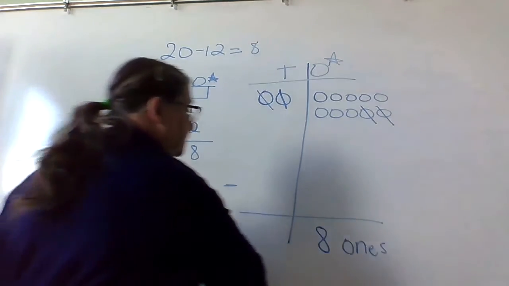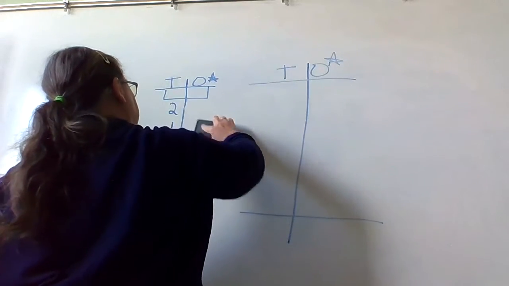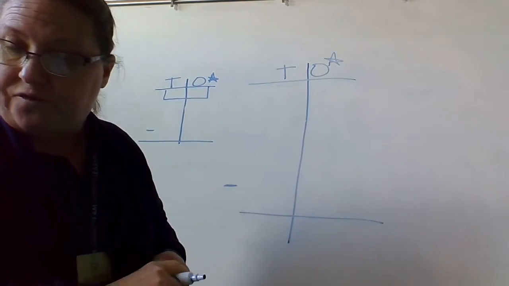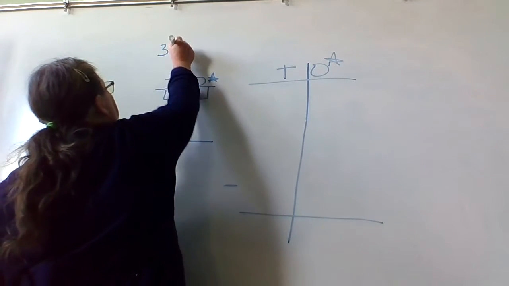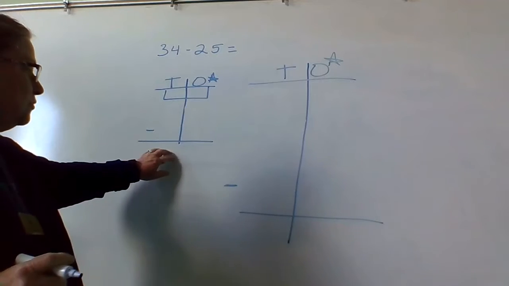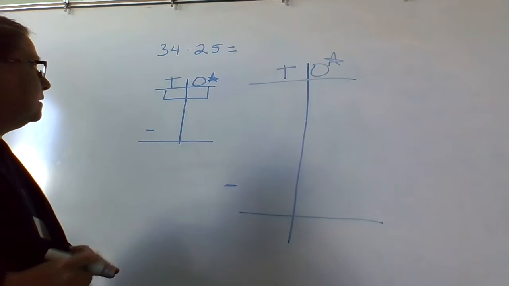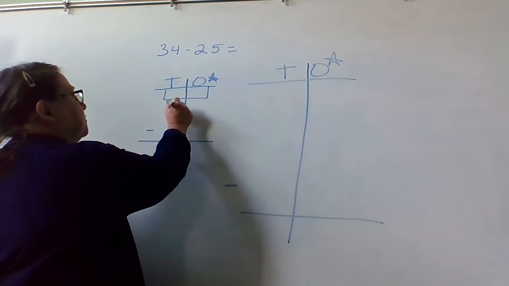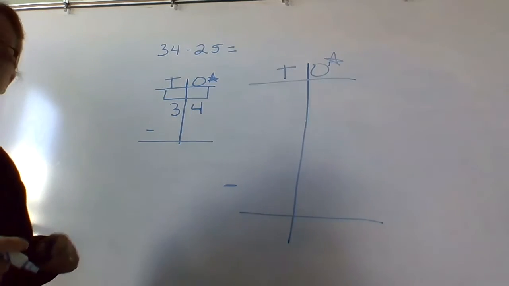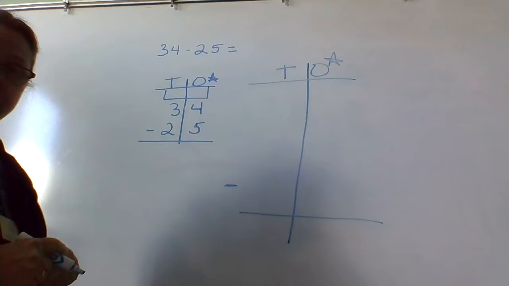Let's try another one. Let's work on C. Okay, here we go. My number is 34 minus 25. Get your small t so we can add it to it. Let's add 34. I have 34. 3 tens, 4 ones. I have 25. 2 tens, 5 ones.